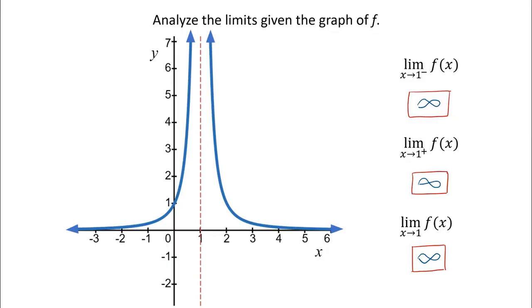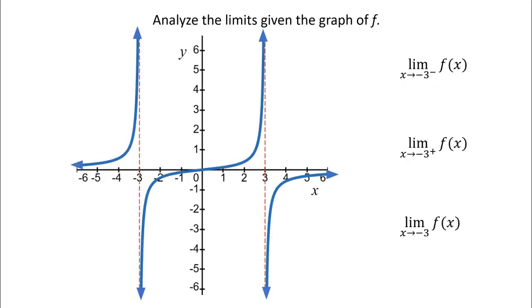Now again, this can't be overstated. Technically, the limit as x approaches 1 of f of x does not exist, but because the left and right-sided limits both are approaching infinity, and because they agree, then the overall limit as x approaches 1, we say approaches infinity as well.